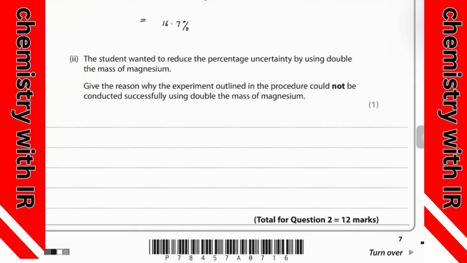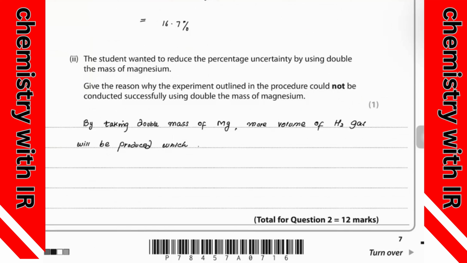I'm supposed to write, by taking double mass of magnesium, more volume of hydrogen gas will be produced, which would be greater than the burette volume.